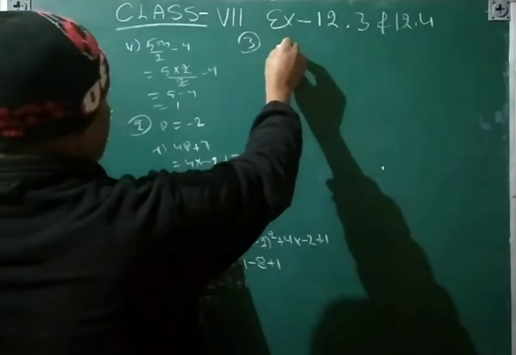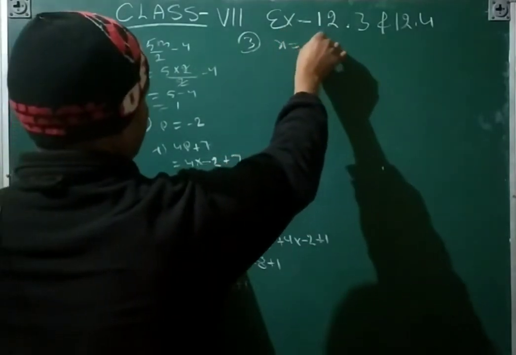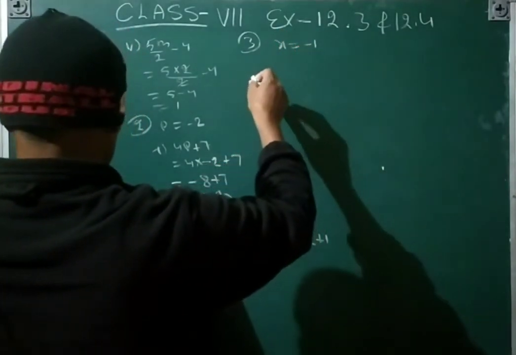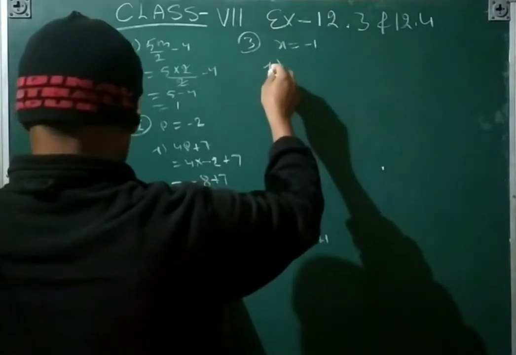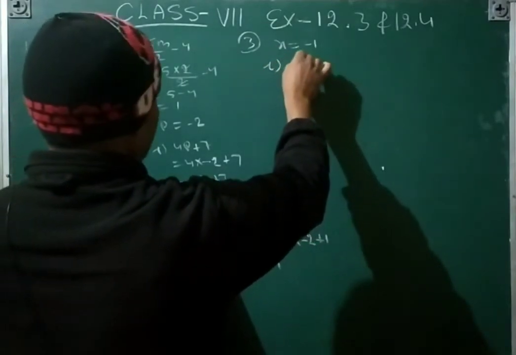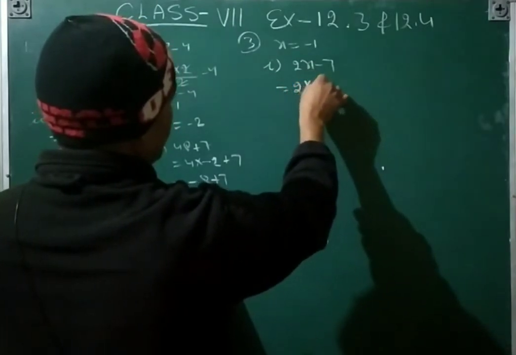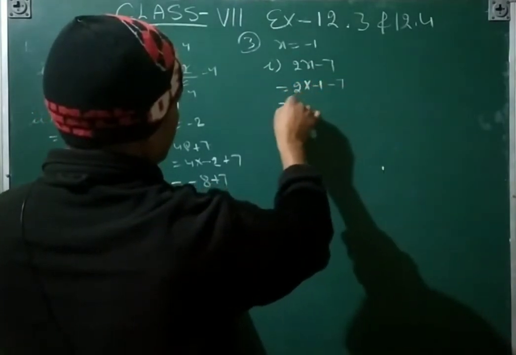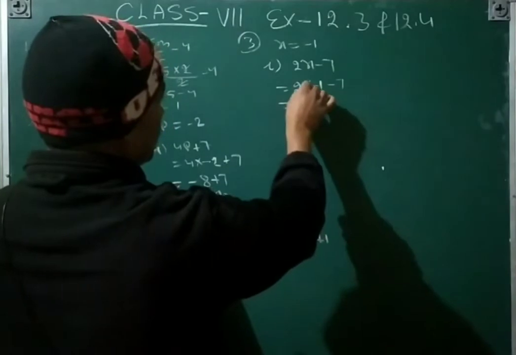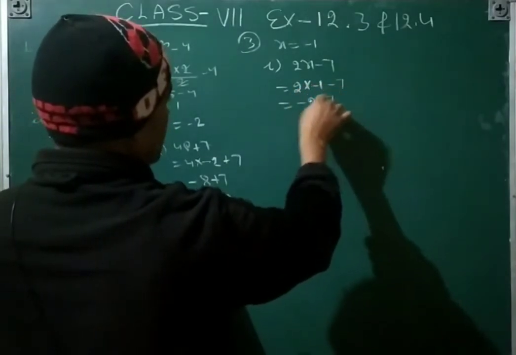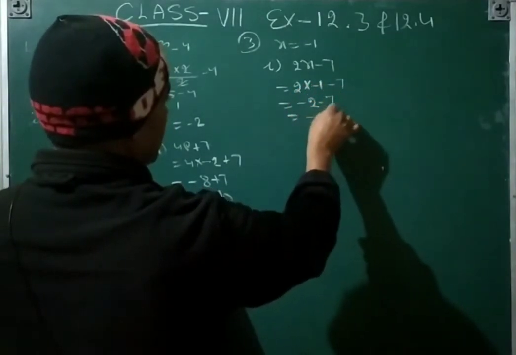And then third question: x is equal to minus 1 is given. First part: 2x minus 7, so that is 2 into minus 1 minus 7, so minus 2 and minus 7, both in minus, so that is minus 9.